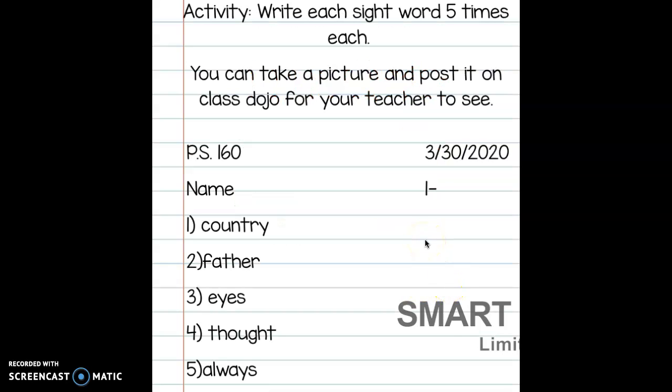Now what I want you to do, boys and girls, is take out a book or paper and write your words 5 times each and then take a picture and post it on your Class Dojo. Okay, don't forget to practice your sounds every morning and your sight words.